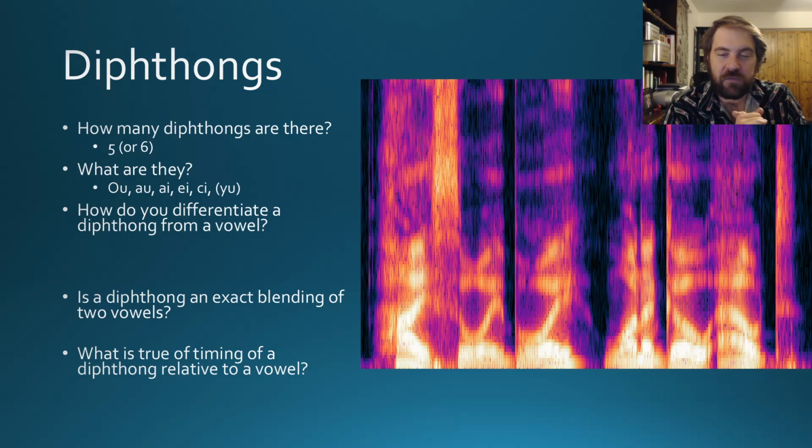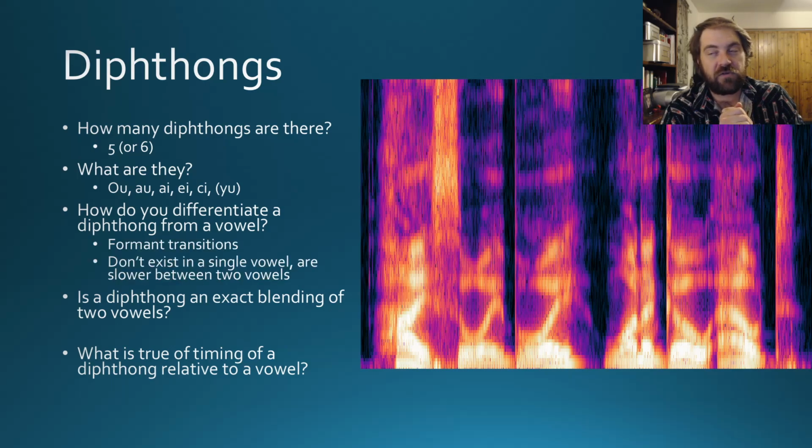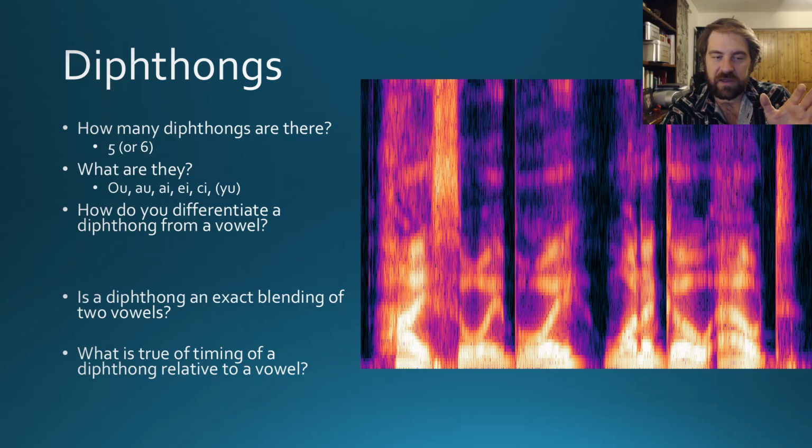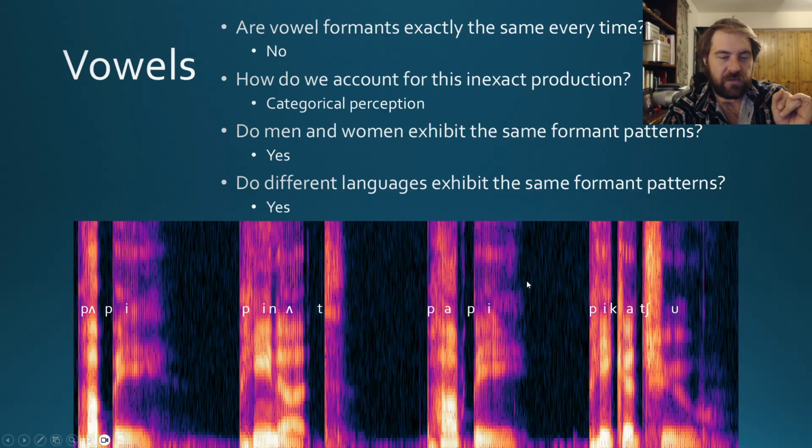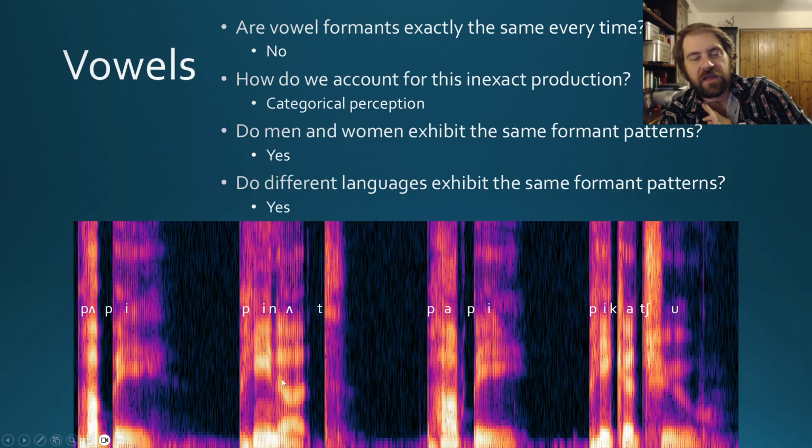How do you differentiate a diphthong from a vowel? The formant transitions. Diphthongs have rapid formant transitions, although not as rapid as semivowels. Those formant transitions don't exist in a single vowel, so we didn't see anything back here in puppy or poppy. We did see some stuff going on here in peanut, where the vowel is kind of resolving out of the n. And then you can also see a similar thing here where the oo is resolving out of the sh. So Pikachu.